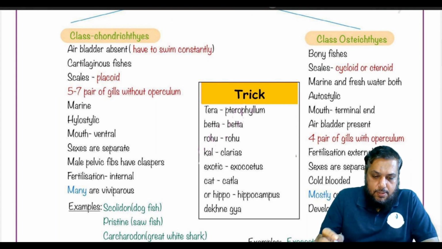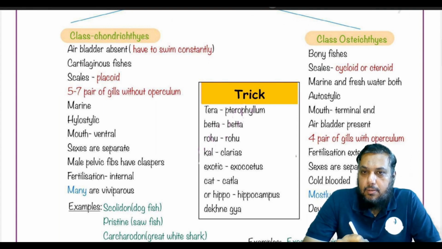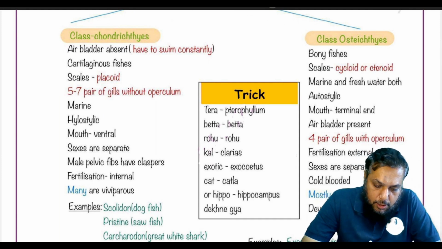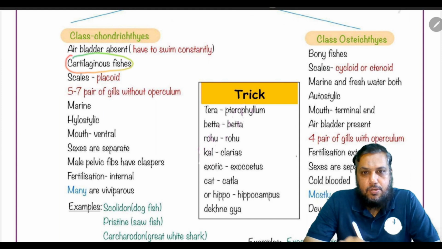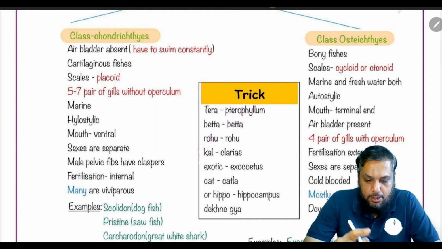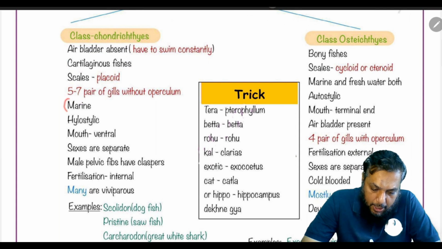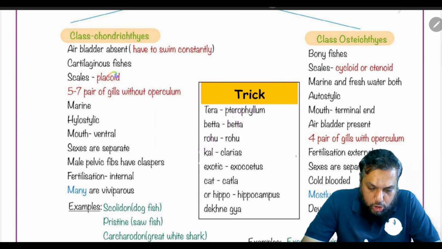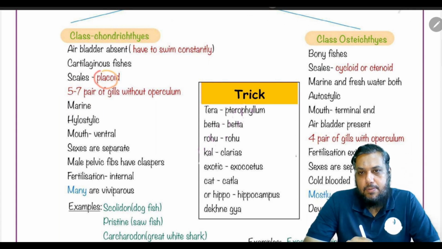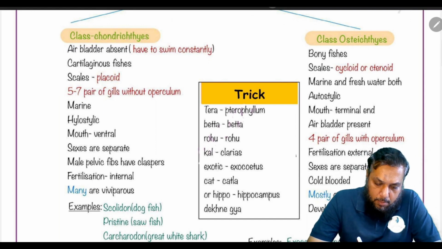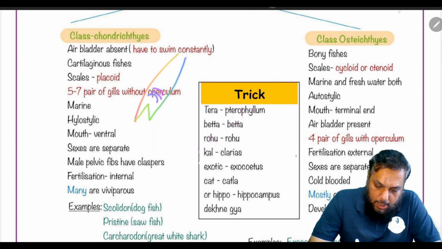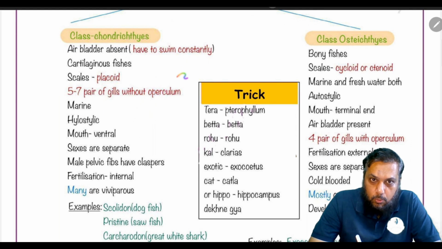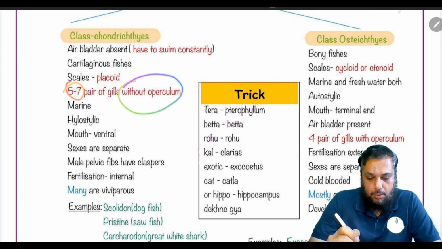In the class Chondrichthyes, what are their characteristic features? These are commonly called cartilaginous fishes, because their endoskeleton is made up of cartilage. With respect to their habitat, they are marine. Their scales are small, called placoid scales. If you look at their body, there will be gill slits here, and these gill slits do not have any cover over them, which is called operculum. So they have 5 to 7 pairs of gills without any operculum.